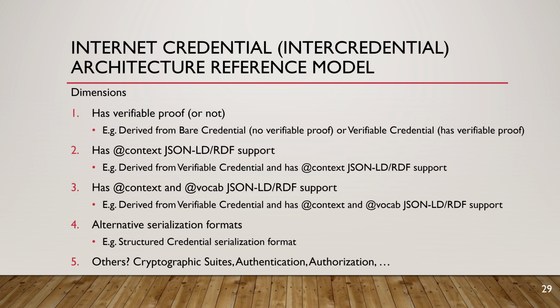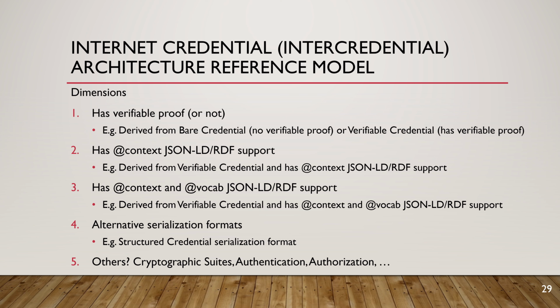Whenever you're designing an architecture reference model, you need to decide on what the dimensions are for organizing the concepts. In this case, for internet credentials, the first dimension is: does the credential have a verifiable proof? Is the credential derived from bare credential and has no verifiable proof, or does it have a verifiable proof, and hence is a verifiable credential? That's one way of separating the different types of internet credentials that are out there.